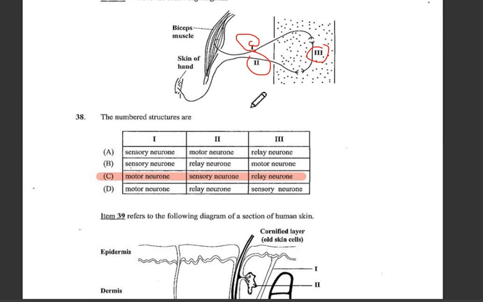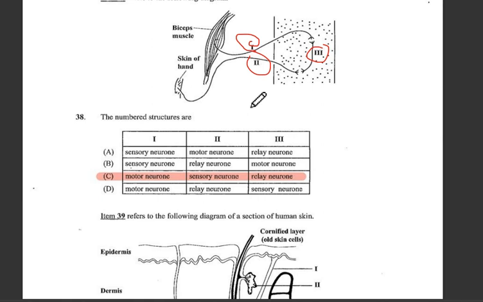Relay neurons are normally found in, for example, the brain and spinal cord, and they allow the sensory neurons to communicate. So the function of the relay neuron is communication between sensory and motor neurons, because it allows the sensory and motor neurons to communicate. The motor neurons are found in the CNS, the central nervous system.